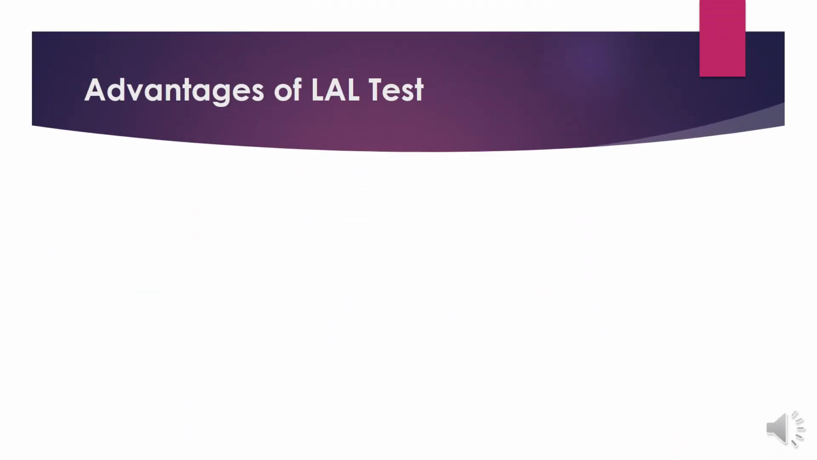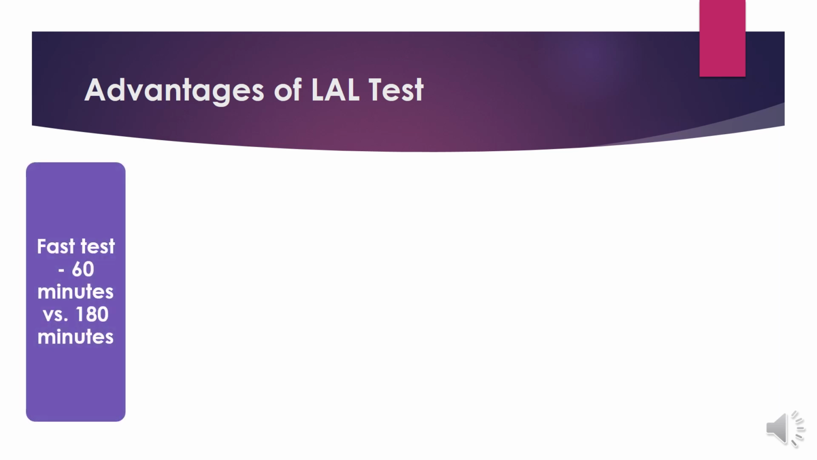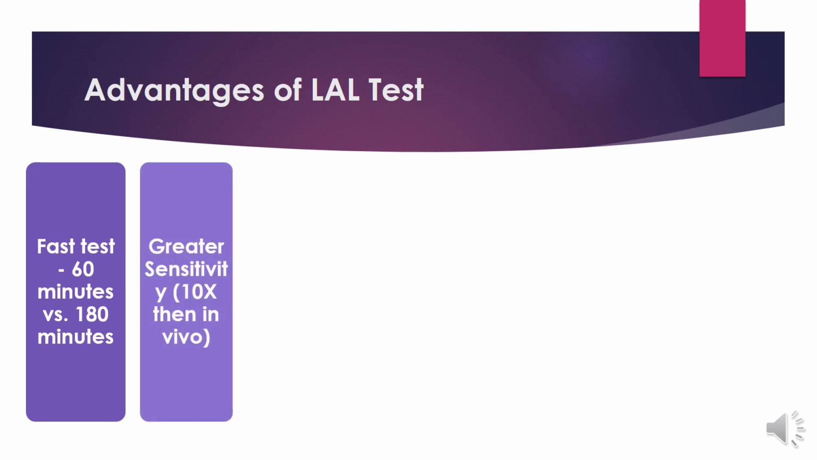So there are various advantages of the LAL test over the in vivo or rabbit test. First, it's fast, as it takes 1 hour or 60 minutes as compared to 3 hours or 180 minutes in the case of the in vivo or rabbit test. Second, it has greater sensitivity, so it can easily detect a very small amount of pyrogen in your preparation. Basically, it is 10 times more sensitive as compared to the rabbit test.